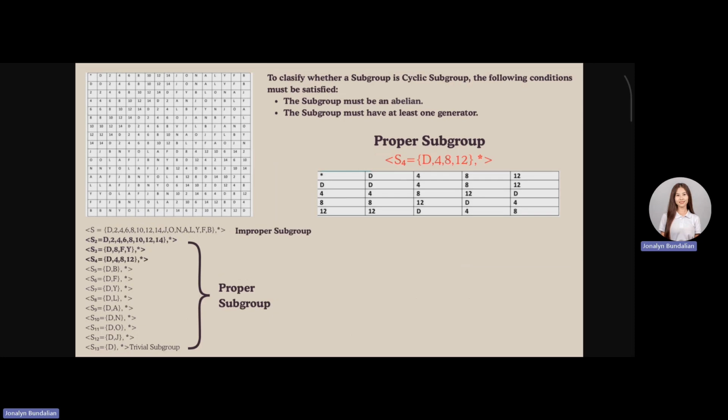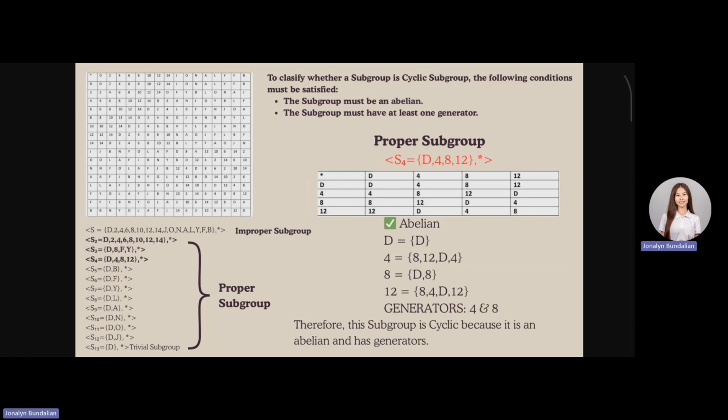Next is S sub 4 is equal to D, 4, 8, and 12. We will check if it is abelian and has at least one generator. So for the S sub 4, it is abelian. D is equal to D, 4 is equal to 8, 12, D, and 4, 8 is equal to D, 8, 12 is equal to 4, 8, 12, and D. So the generators are 4 and 8. Therefore, this subgroup is cyclic because it is abelian and has a generator.